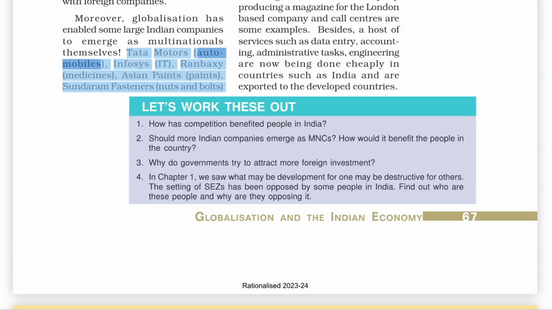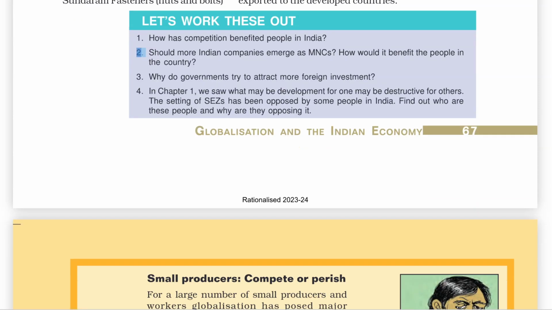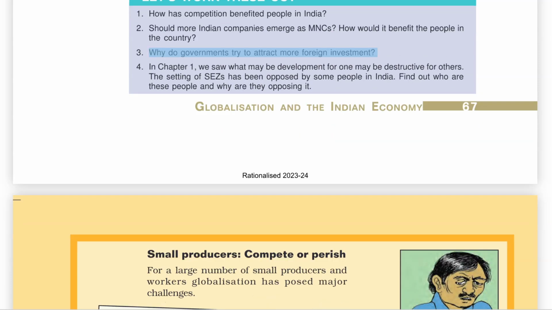Tata Motors, automobiles; Infosys, IT; Ranbaxy, medicines; Asian Paints; Sundaram Fasteners, nuts and bolts. 1. How has competition benefited people in India? 2. Should more Indian companies emerge as MNCs? How would it benefit the people in the country? 3. Why do governments try to attract more foreign investment?